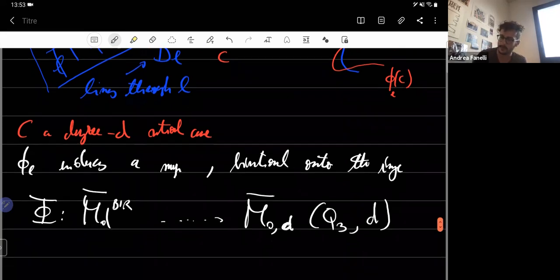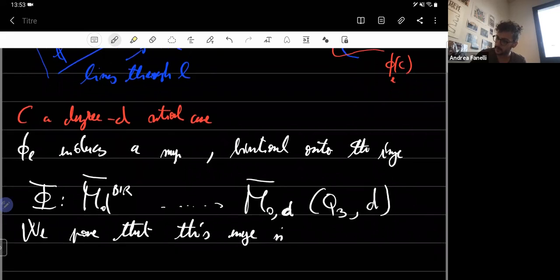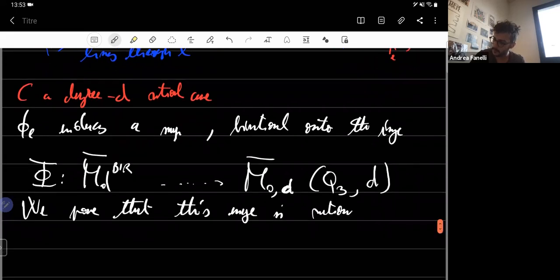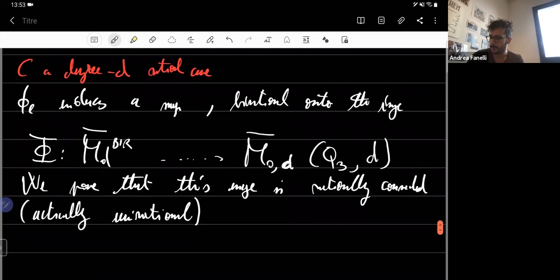But this is like rational curves in Q3, which are easier to study. So we prove that this image is rationally connected. Actually, we need rational... and so yes, this is the idea.